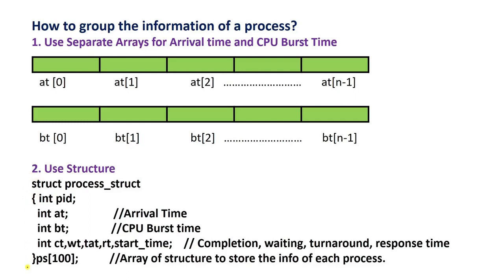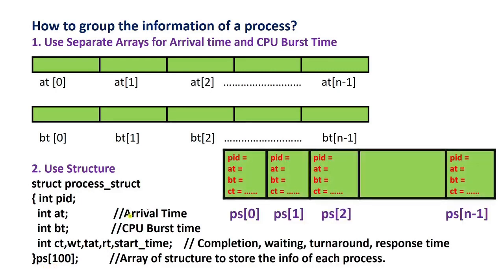We can use the structure. As you can see here, we have the structure named process struct, and we have this information: the PID, arrival time, burst time, and all this information. So we have actually taken an array of structure. You can see here, this is the array of structure. PS0 will store the information of the 0th process, PS1 will store the information of the 1st process, and so on. So we have a single name, that is PS, and under this single name, all the information of a particular process is kept.